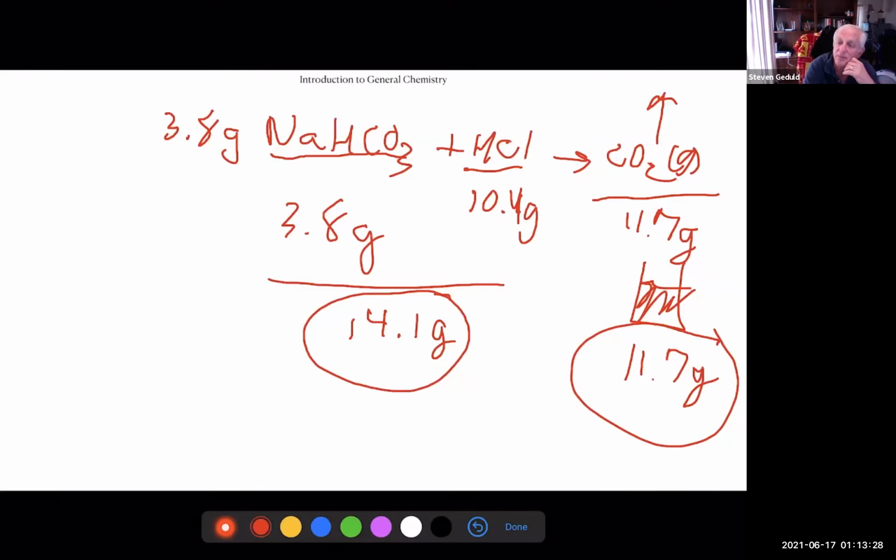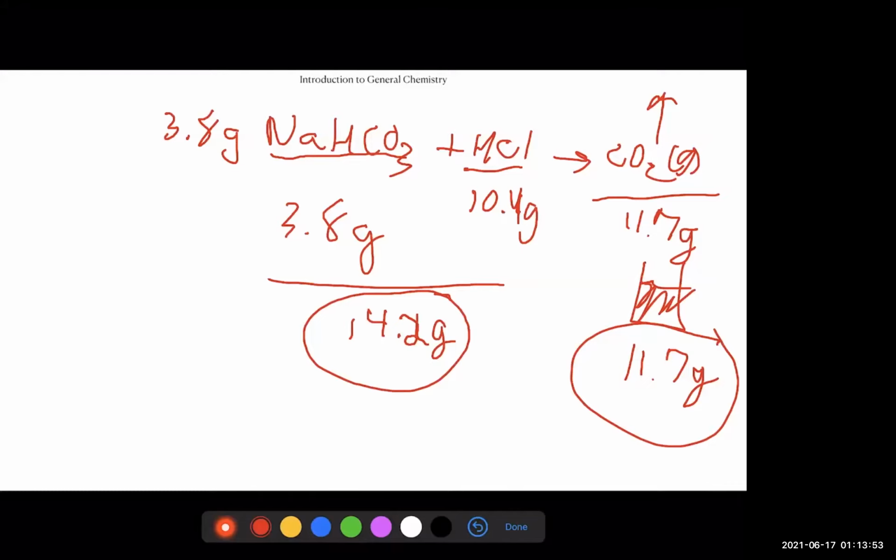Is that 2.5 grams, I believe. 14.1 minus 11.7, which comes out to what? I think it's 14.2, I believe. I calculated it too. I did. You're right. That's my fault. 14.2. That's why I use a calculator. I make simple mistakes.